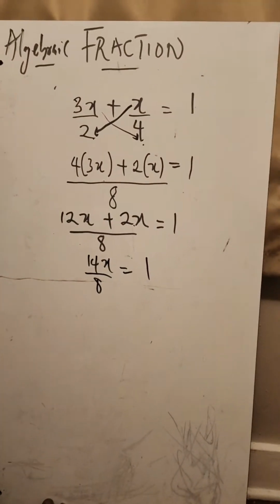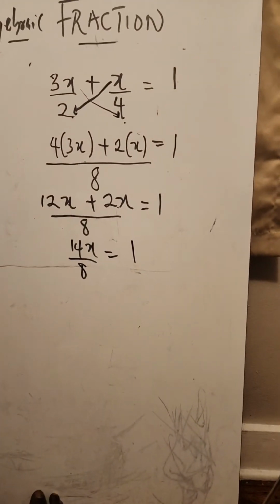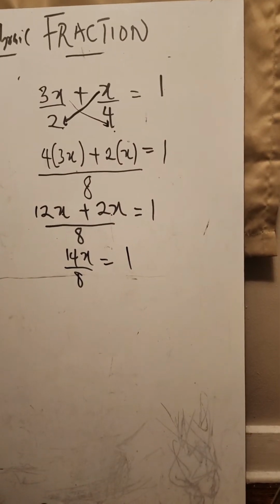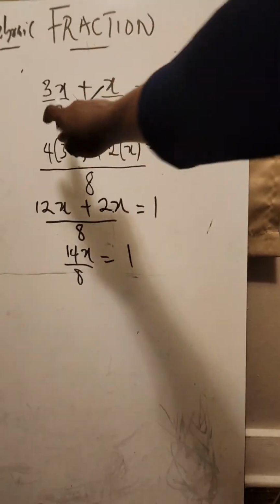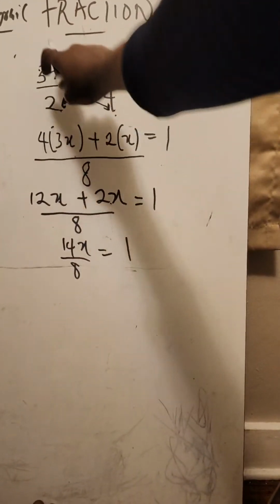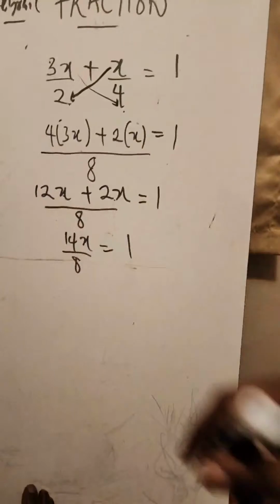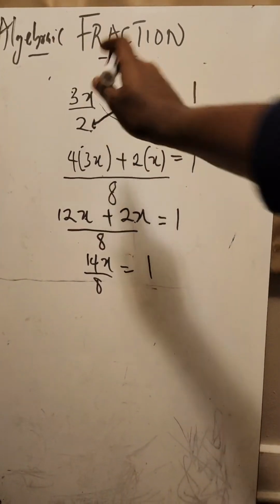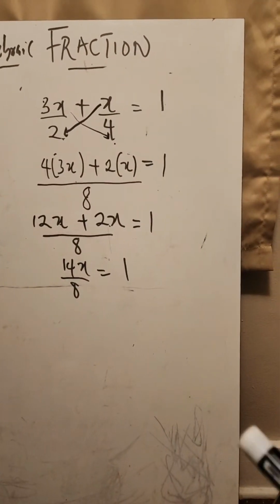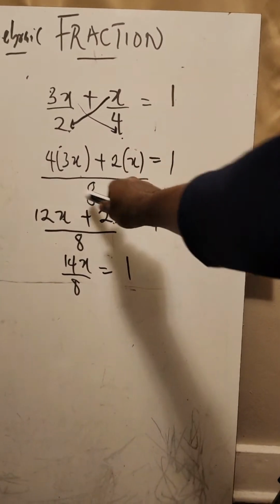Now, this is what we've got. What is the next thing to do? Now, to do this, let me say something. When you have two fractions, separated by plus or minus, the first thing that will come to your mind is to find the LCM.